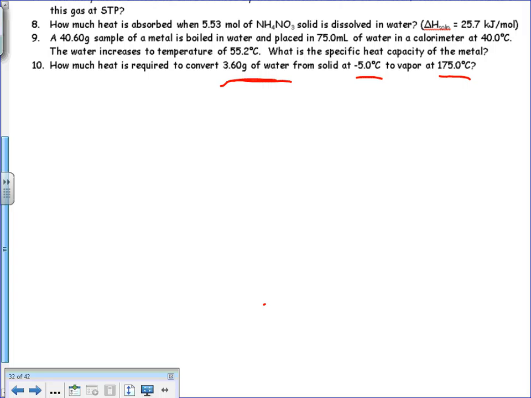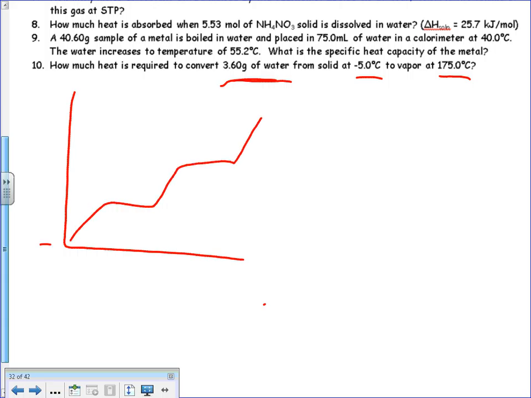So whenever you guys see anything going from a very low temperature to a very high temperature, think about where the phase changes occur. Well, we know water, okay? So this is -5 down here, and up here at the very top is where I'm recording 175. What if I had said it only heated to 35 degrees Celsius? How many little stairs would we have? So how many Qs would I have?